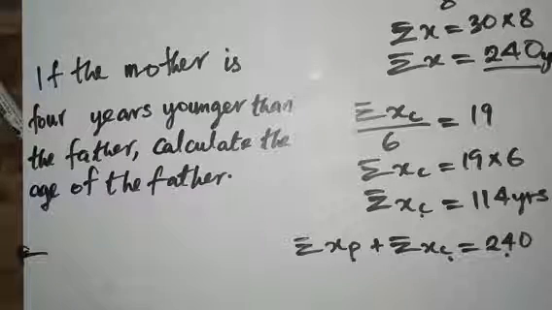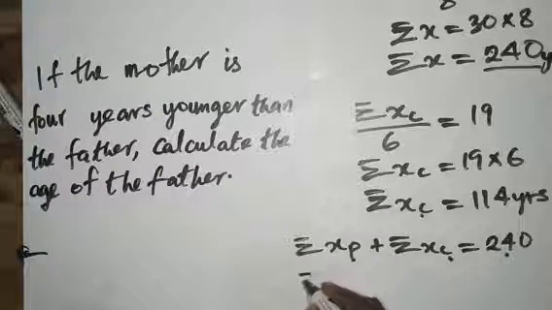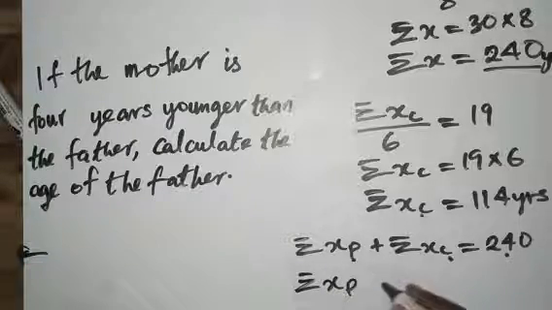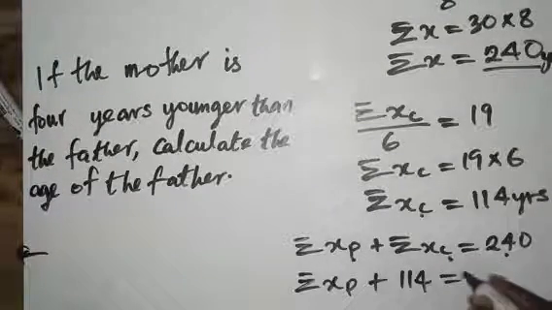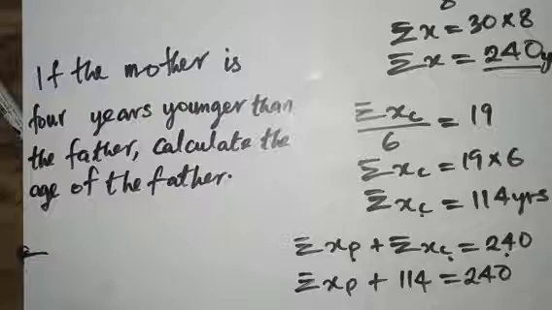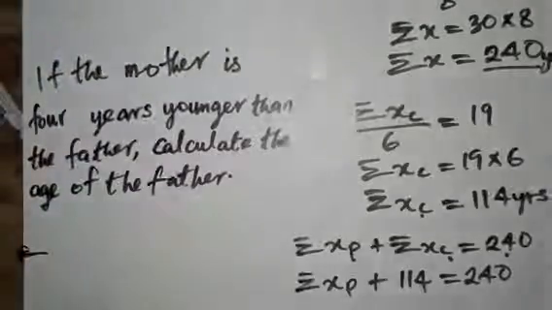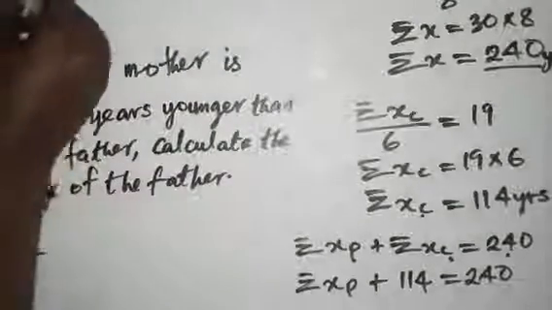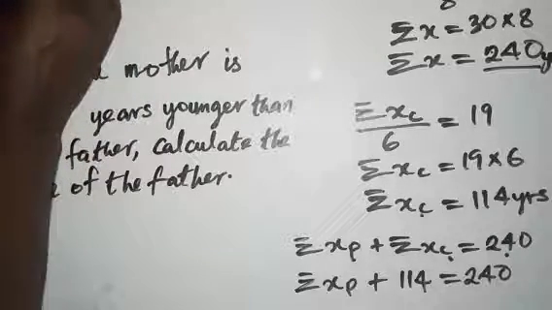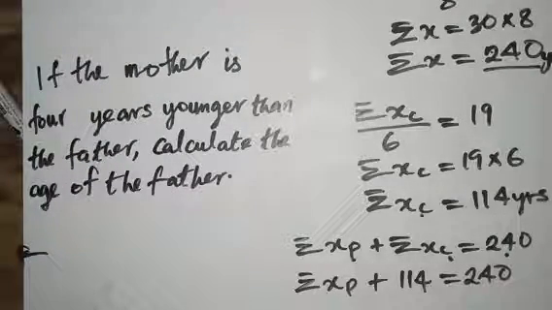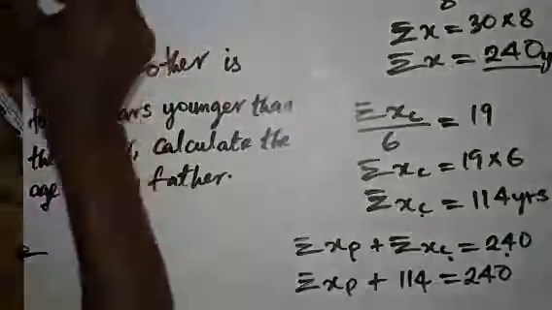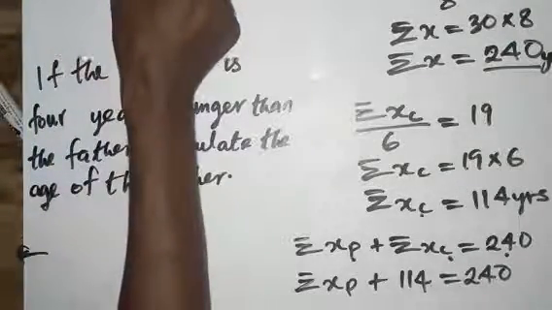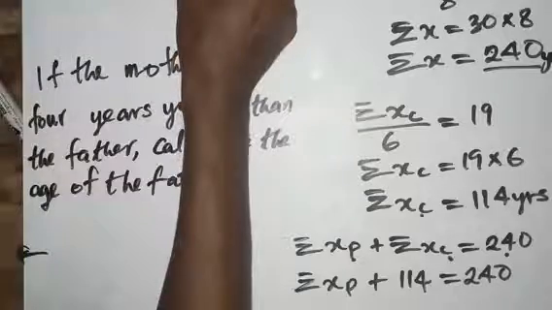Good. So at this point, we don't know the sum of the parents' age, but we know the sum of the children's age to be 114, and the total to be 240. So in conclusion, the sum of the parents' age is 240 minus 114.